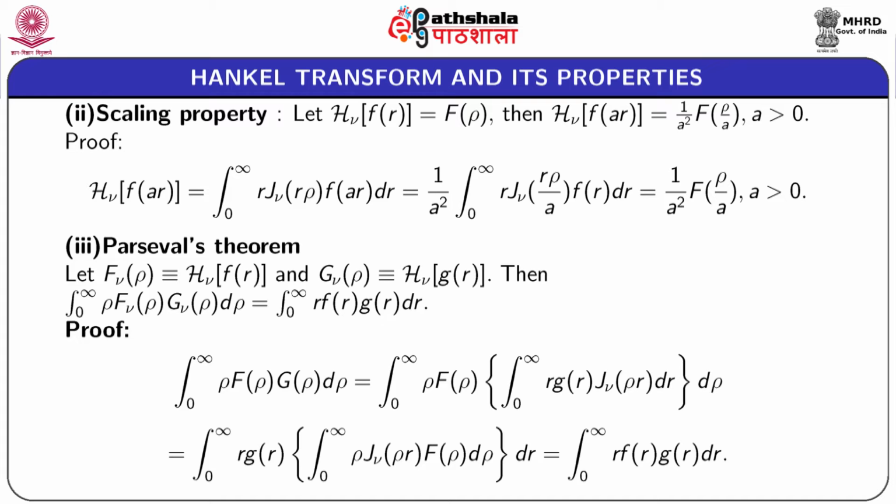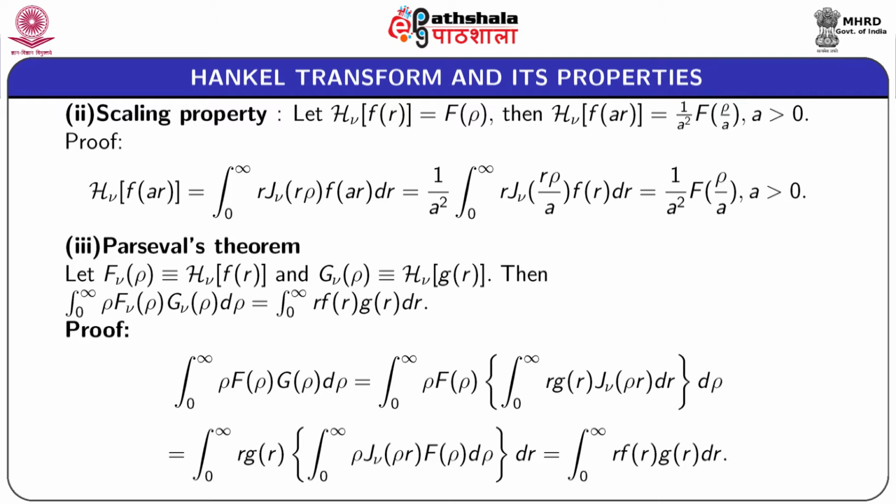This is Parseval's theorem. For proof, we start with integral from 0 to infinity rho F_nu(rho) G_nu(rho) d rho. This is equal to integral from 0 to infinity rho F_nu(rho), and instead of G_nu(rho), we write the expression integral from 0 to infinity r g(r) J_nu(rho r) dr d rho, because G_nu(rho) is the Hankel transform of g(r).